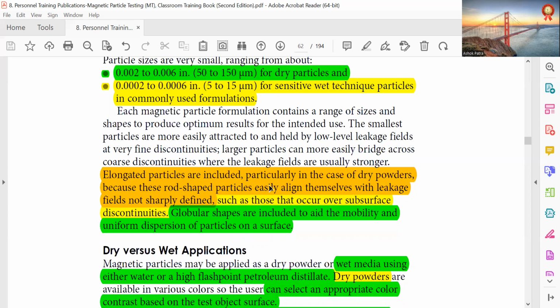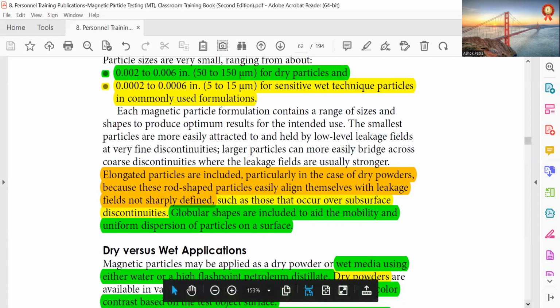Elongated particles are included, particularly in the case of dry powders, because these rod-shaped particles easily align themselves with leakage fields not sharply defined, such as those that occur over subsurface discontinuities. Globular shapes are included to aid mobility and uniform dispersion of particles on a surface.